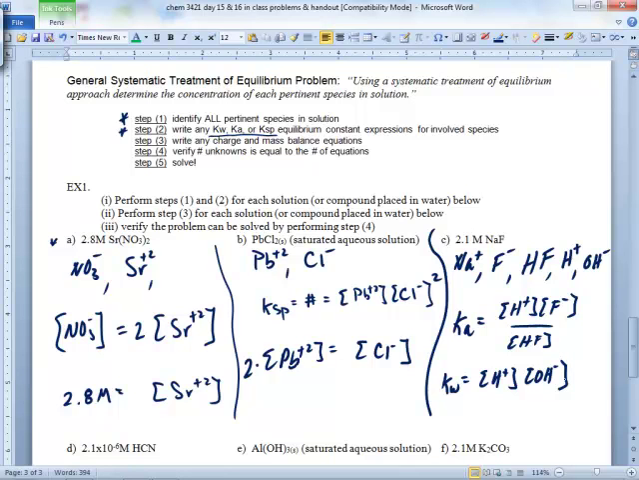Charge balance. All the cations on one side, anions on the other. So let's throw sodium and H plus on one side, anions on the other, and that's just F minus and OH minus.